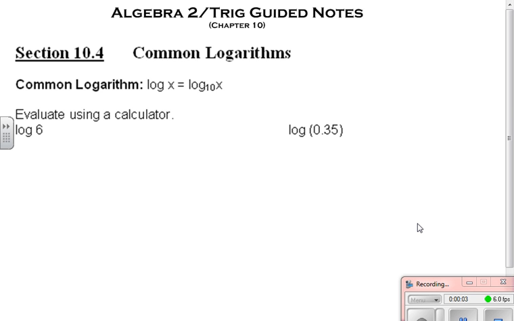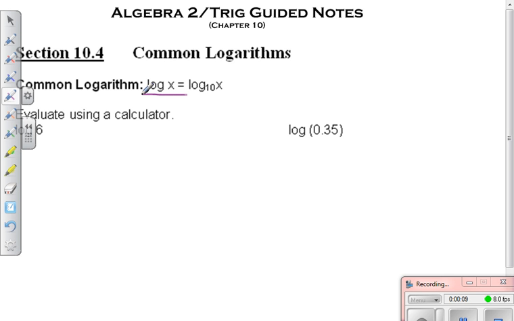10.4 is going to continue our study of logs, and we're going to talk about the common log. And really, the common log is base 10. So when there is not an index number written there, it is base 10. And base 10 is what your calculators will do. If you have something other than base 10, you cannot use your calculator.